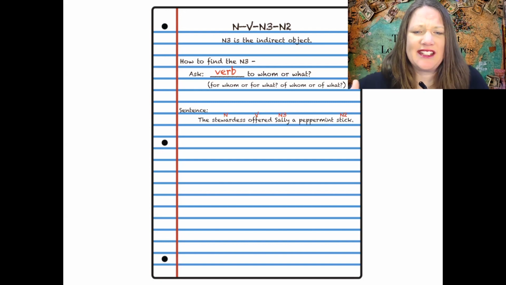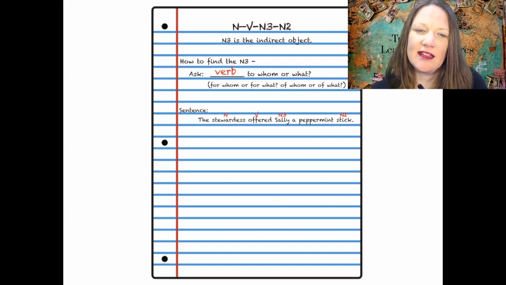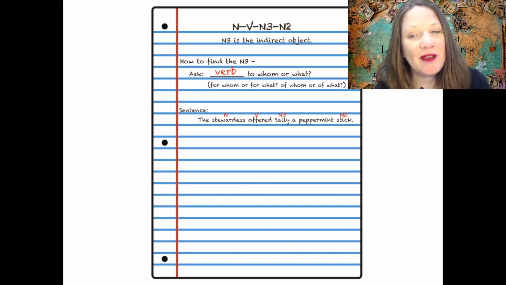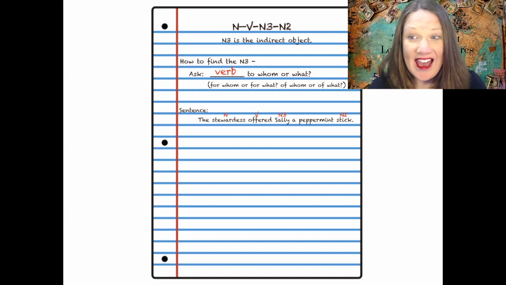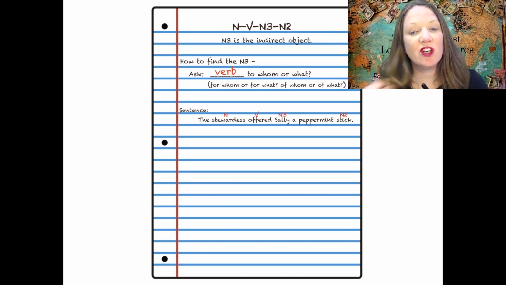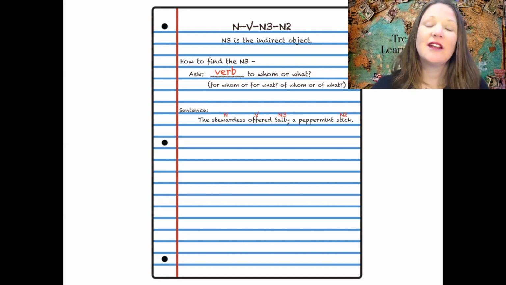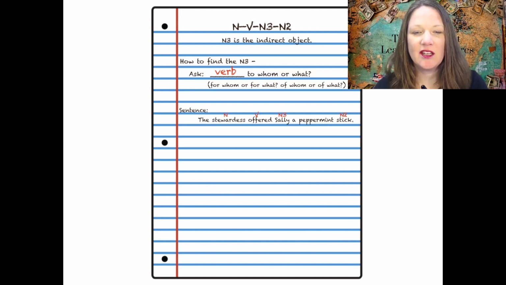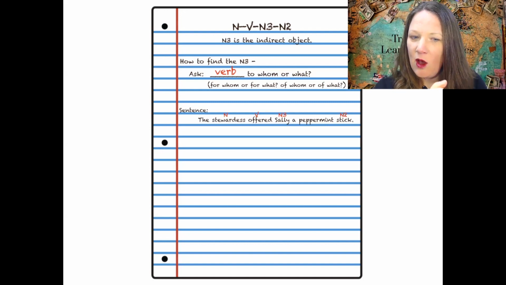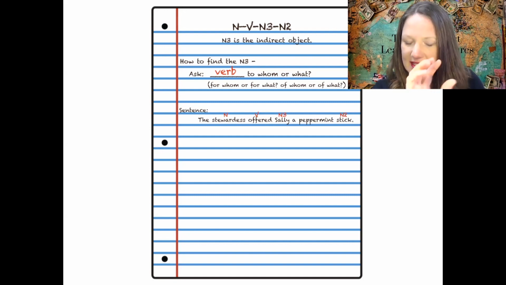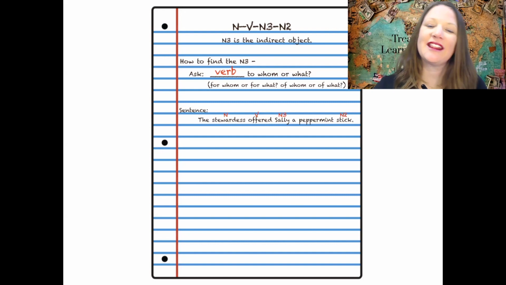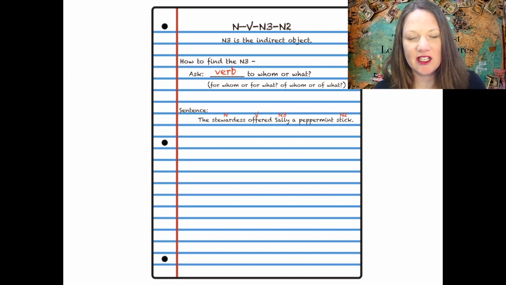The stick is being offered, not Sally. The stewardess didn't pick Sally up and offer her to the stick. Stick is what's being offered. That's the direct object. Then we say verb to whom or what. Offered to whom? The indirect object would be Sally. The way I like to say it is this. Stewardess offered stick to whom? Sally. There's your indirect object. I like to add the whole three words, subject, verb, direct object, then come back and do the indirect object.